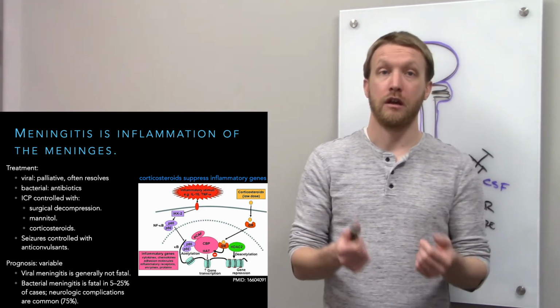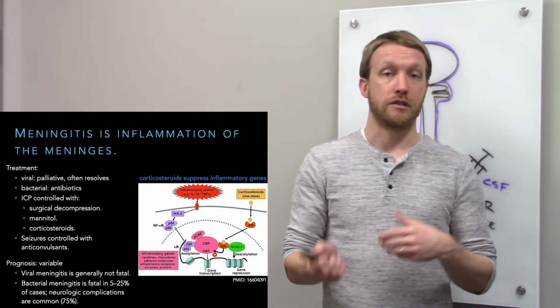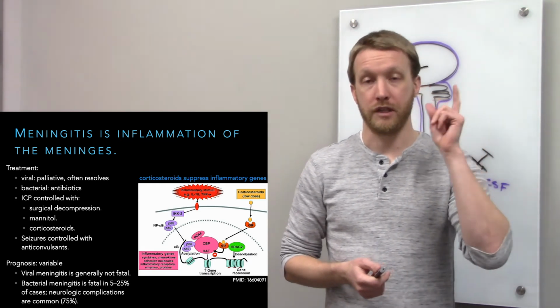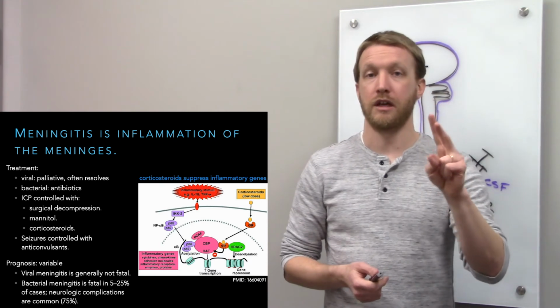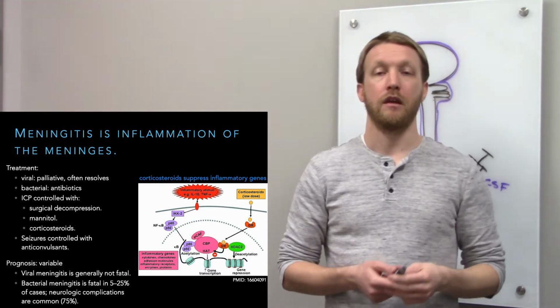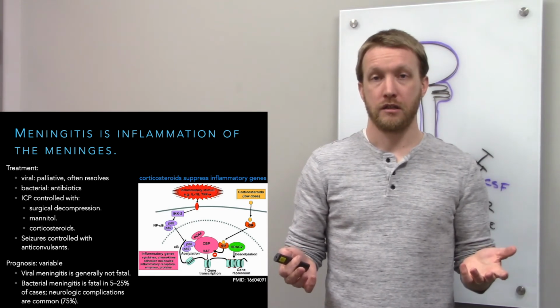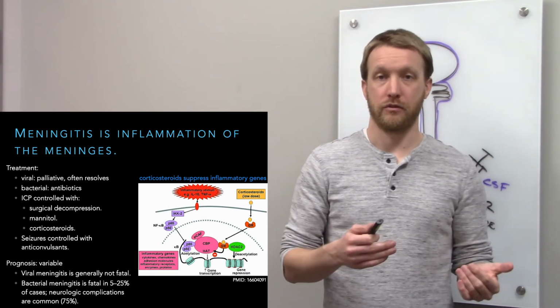If seizures occur, anticonvulsants are used just like they were in past lectures. So again, we're going to inhibit voltage-gated sodium channels, voltage-gated calcium channels, or GABA transaminase. As far as prognosis goes, pretty good for viral meningitis, not so good for bacterial.